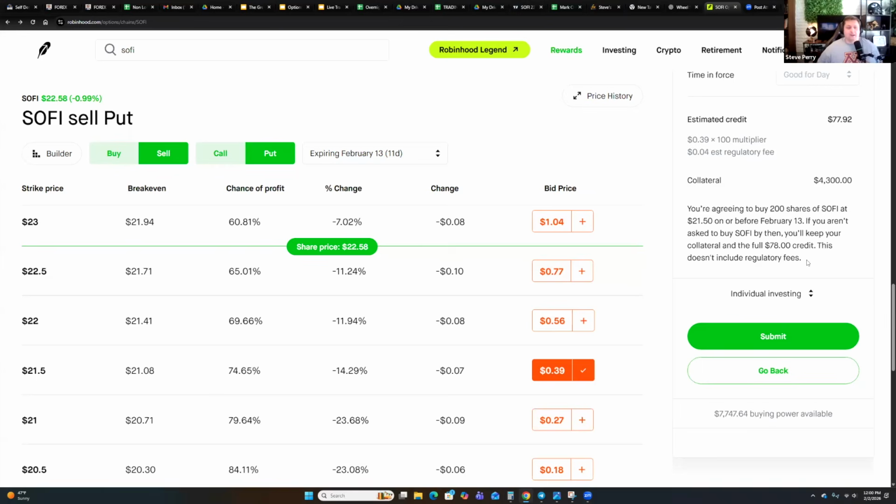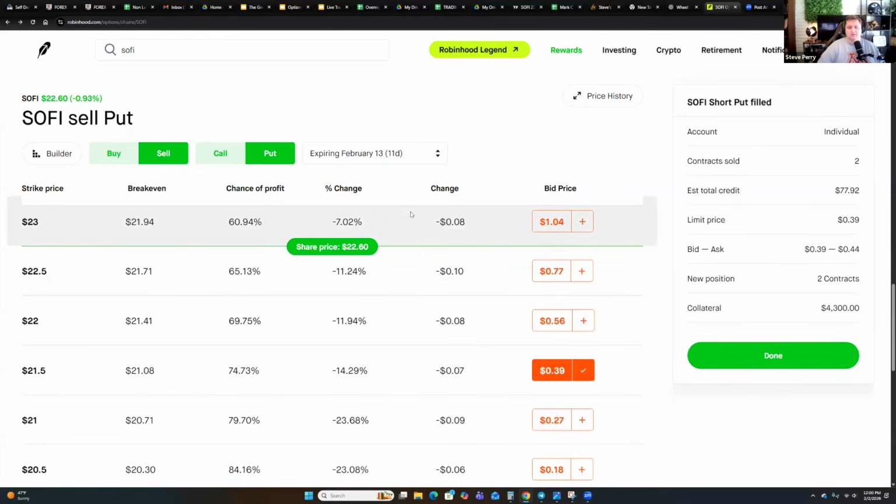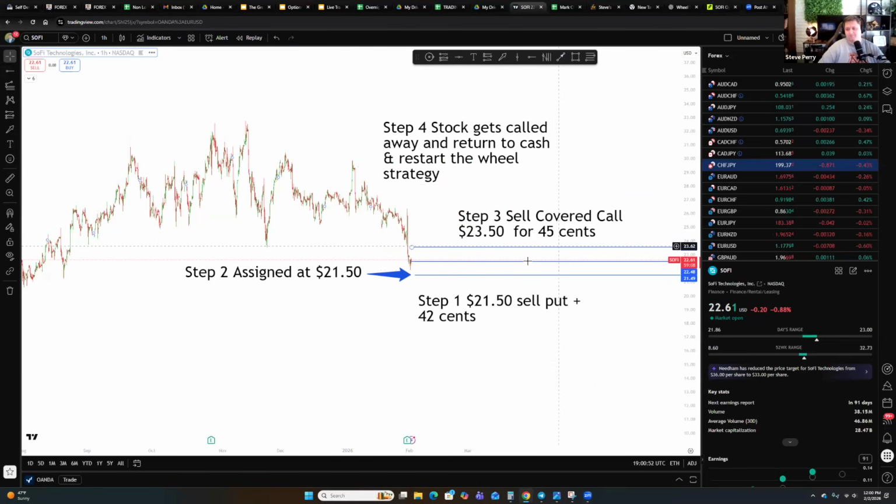But again, we don't mind getting assigned because we believe in the stock. I'm hoping to get assigned at some point. So we're going to click submit, and it just got filled. Now I'm in the first step of the Wheel strategy right here. If we get assigned, we get assigned. If we don't, that's fine. We'll just sell puts again, come back next week and report how it's doing, and we'll probably take another trade next week.